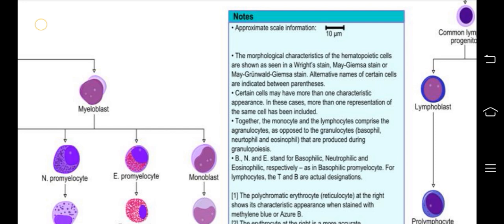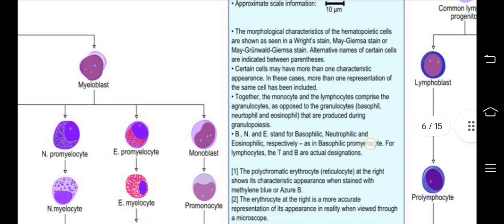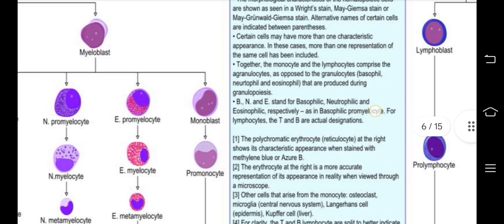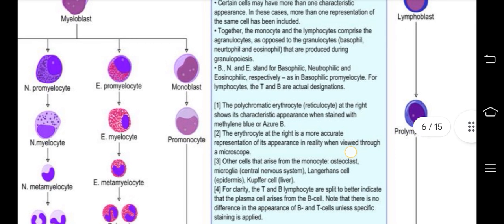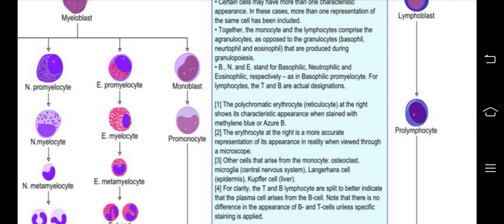Together, the monocyte and the lymphocyte comprise the agranulocytes, as opposed to the granulocytes, basophil, neutrophil and eosinophil, that are produced during granulopoiesis. B, N and E stand for basophil, neutrophil and eosinophil respectively, as in basophilic promyelocyte. For lymphocytes, the T and B are actual designations. The polychromatic erythrocyte, reticulocyte at the right shows its characteristic appearance when stained with methylene blue or azure blue. The erythrocyte at the right is a more accurate representation of its appearance in reality when viewed through a microscope.